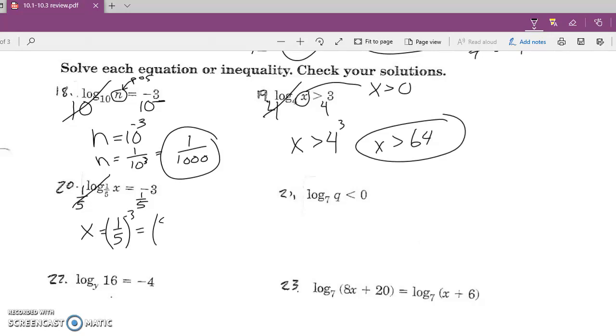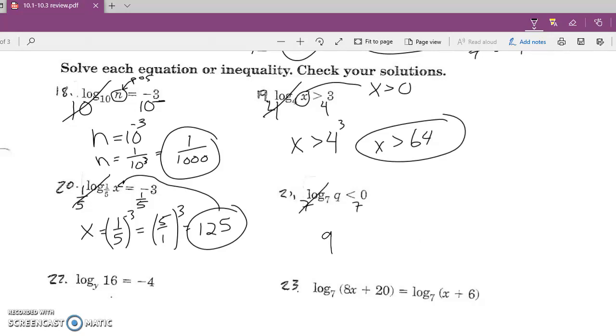That flips and becomes 5 over 1 to the positive 3. That's one of your exponent rules, which would be 125. And again, as long as that's a positive, you're good on the check part. Okay.